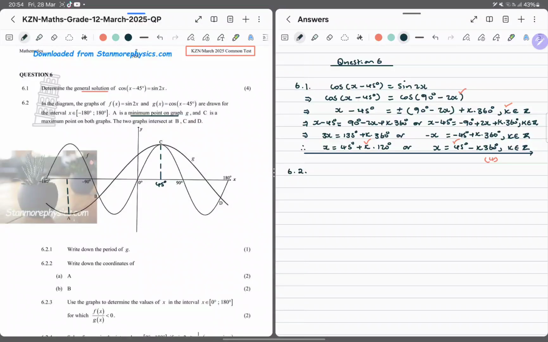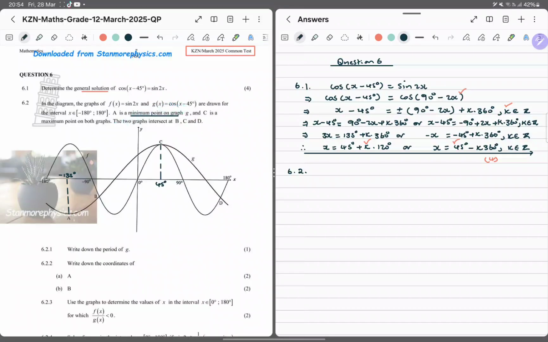So when are we going to have a minimum? We look at this function of g. We see this is shifted 45 degrees to the right. Now we were supposed to have this at minus 180 right there, but now this is going to shift 45 degrees to the right. And how do we do that? We just add 45 to minus 180. So it gives us minus 135 degrees. Nice and easy.